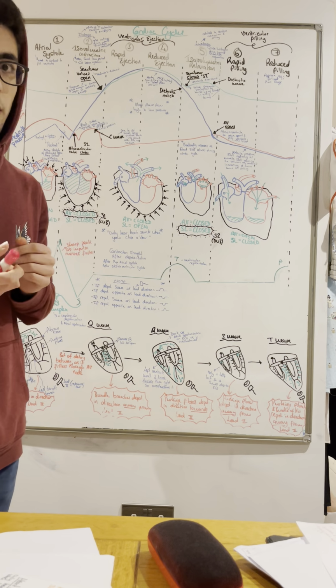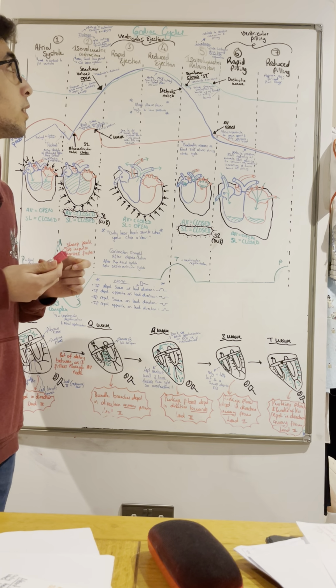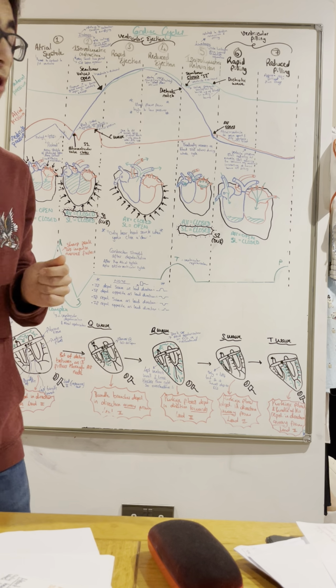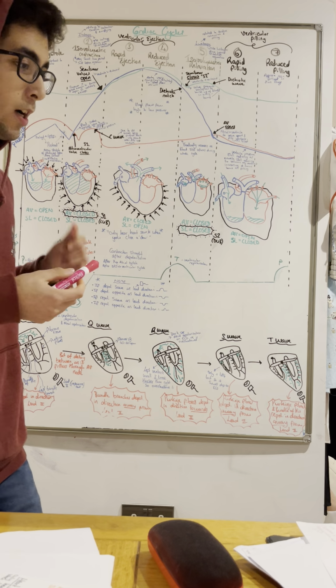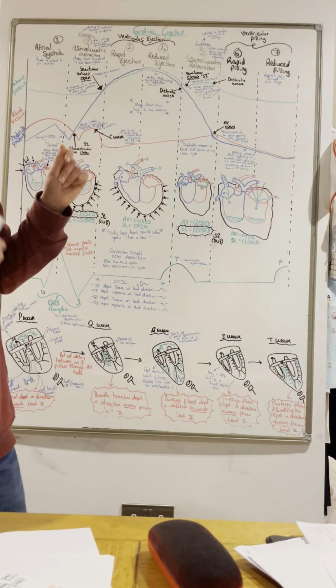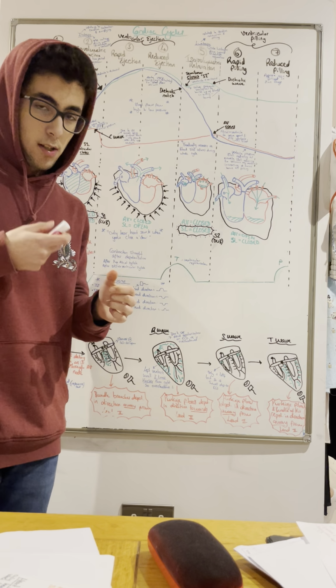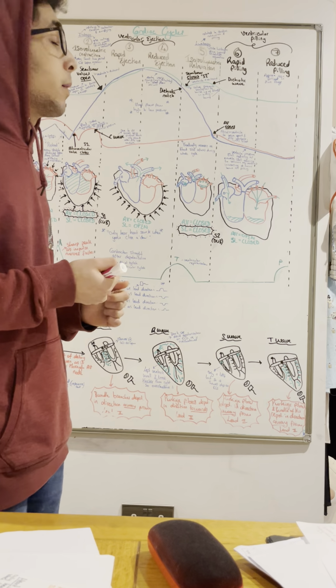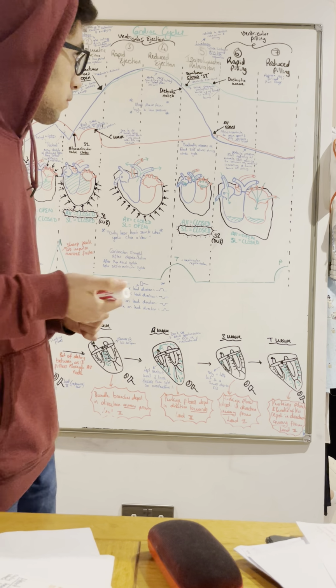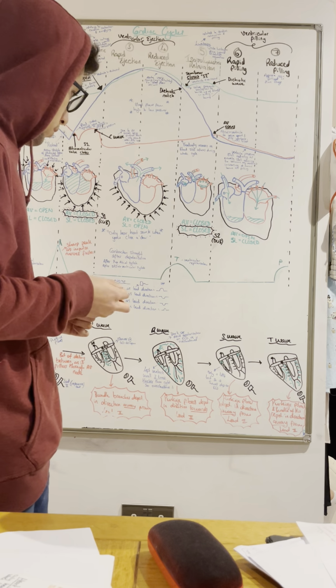A lusitropic drug, or lusitropy, is relating to cardiac relaxation and filling. Okay, so the opposite of inotropic. So a positive lusitropic drug would stimulate relaxation of the heart. So that might be beta blockers, things like that. Perfect. I think that's it.